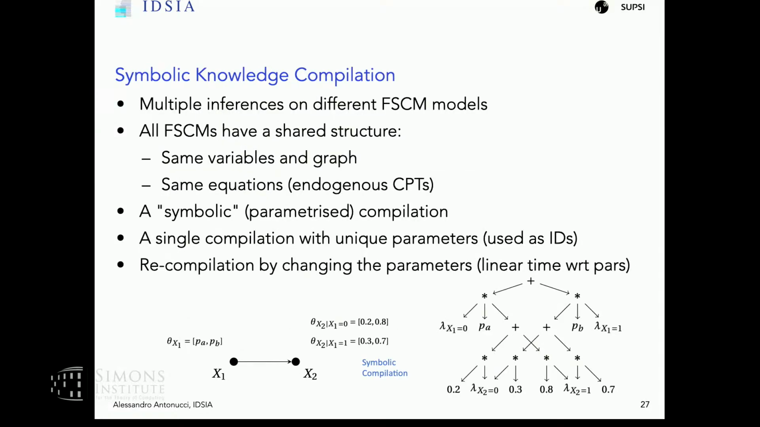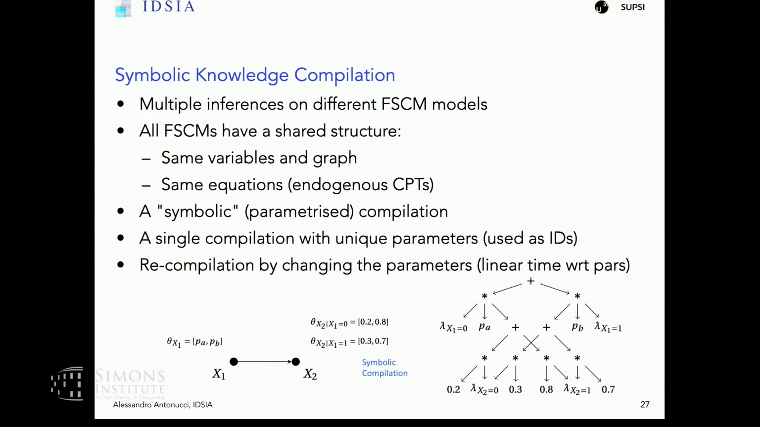But, and this is basically the point of this work, we have to run a lot of inference in different models, but all these models share the same graph, they have the same variables, and they have the same equations. So the compilation process can be done somehow at a symbolic level. Maybe parameterized is a better word, but initially we used symbolic. Let me explain this with an example.